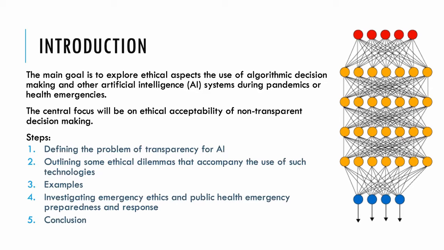And we'll do it in the following steps. First, we'll define the problem of transparency for artificial intelligence. Then we outline some of the ethical dilemmas that emerge because of it. We'll give some examples, and then we will see whether there is an ethical principle or ethical foundation allowing such non-transparent decision-making to take place, in particular within the context of the so-called emergency ethics, which should in principle be more permissive than ethics in general. And I will state some conclusions. Now I give the word to Jonas that will present the first three steps.